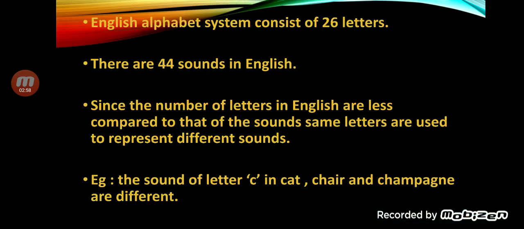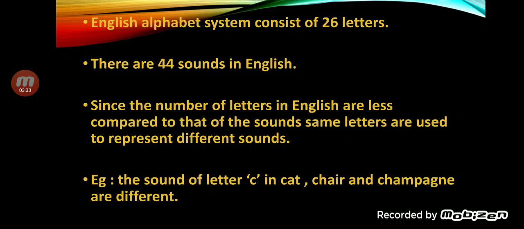Let's see. English alphabet system consists of 26 letters. You know that. If you count from A to Z, you get 26 letters. A is a letter, B is a letter, C is a letter, and D is a letter. Collectively, they are called alphabet. Now, how many sounds are there in English language? Sounds means when you speak English language, when you pronounce, you use certain sounds, right? It is the sounds that we pronounce.